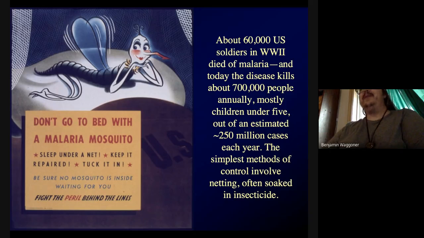So there, I just think this is kind of a cool poster, reminding you to sleep under a net, keep it repaired, and tuck it in.